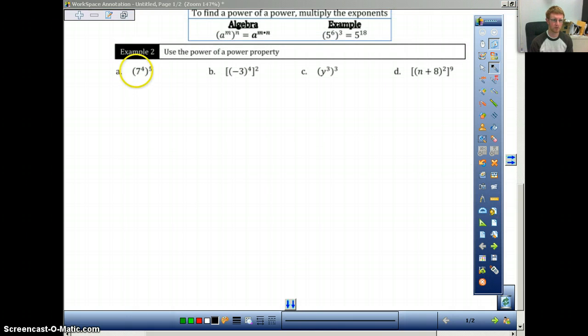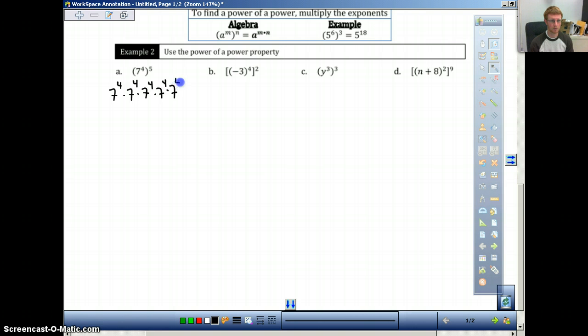All right, so we have 7 to the 4th to the 5th power. So that's a multiplication problem, but basically what you're looking at is, I'll write it out once here. This is 7 to the 4th 5 times. Okay, so when you write that out, that would be 4 plus 4 plus 4 plus 4 plus 4. But adding 4 5 times is the same thing as just multiplying 4 times 5. So that's 7 to the 4 times 5, which is just 7 to the 20th.